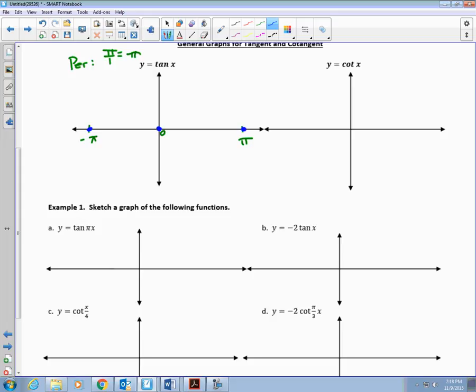But it was undefined where? Halfway in between. What's halfway in between 0 and pi? Pi over 2. What's halfway between 0 and negative pi? Negative pi over 2. And the way that we mark that it's undefined is we draw this vertical asymptote. It's a dotted line. It's not actually part of the graph. The graph approaches it, but never actually touches it.